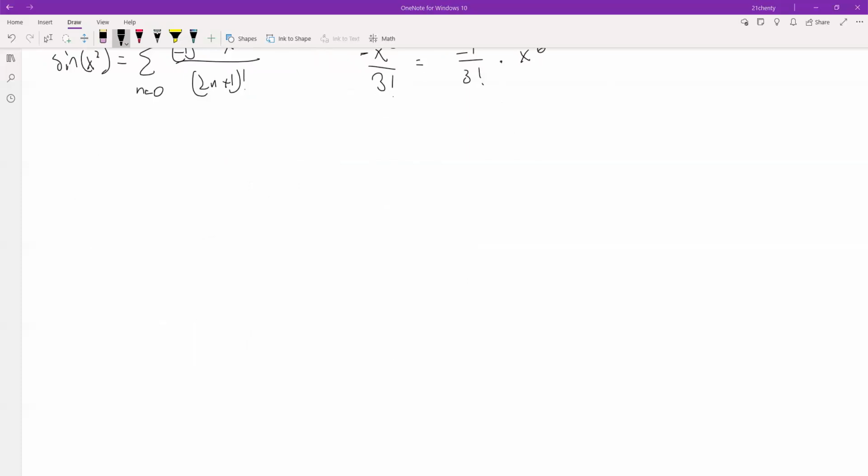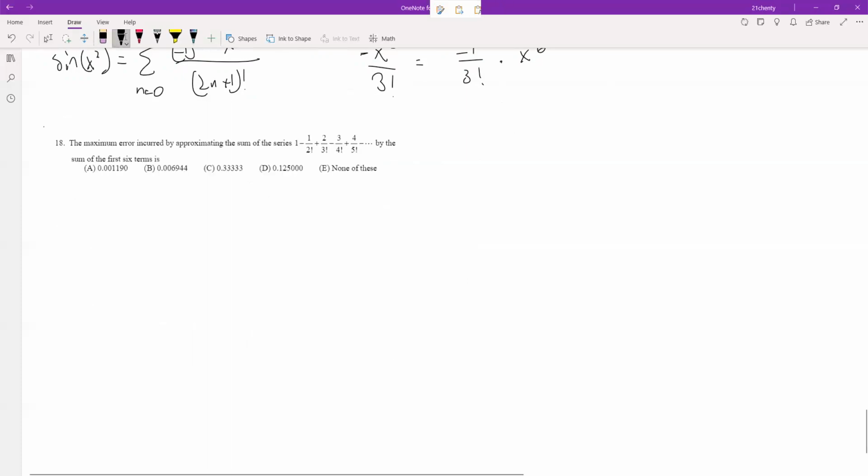And now finally, number 18, the max error incurred by approximating the sum of the following series by the sum of the first 6 terms is blank. So this is an alternating series, right? Because it starts positive, then goes negative, then goes positive. So the first 6 terms, this is actually only the first 5 terms. So the 6th term is actually 5 over 6 factorial.